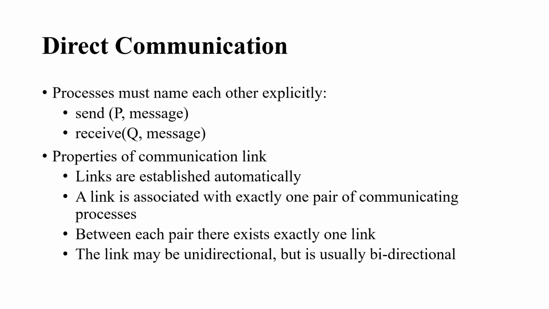In direct communication, processes must name each other explicitly. Here in direct communication, send sends a message to process B, whereas receive receives a message from process Q. Here are some properties established by direct communication. First property is links are established automatically. Second property, a link is associated with exactly one pair of communicating processes. Third one, between each pair there exists exactly one link. Finally, the link may be unidirectional, but it is usually bidirectional.